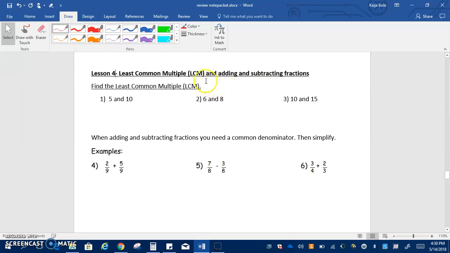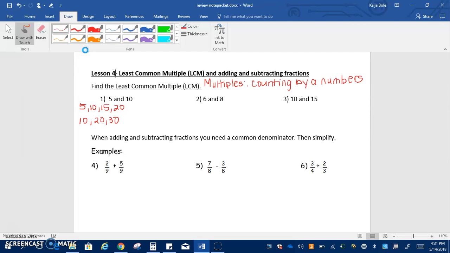So if you want to write yourself a little note about what multiples are. So multiples are, like an example would be counting by a number, like counting by 2's, or counting by 5's. So we'll see in the first example here, and they want us to find the least common multiple of 5 and 10. So multiples of 5, let's see, we've got 5, 10, 15, 20, and you could keep going forever and ever. Multiples of 10 would be like 10, 20, 30, and we want the least common, so the smallest, which would be 10 here, so that would be our LCM.